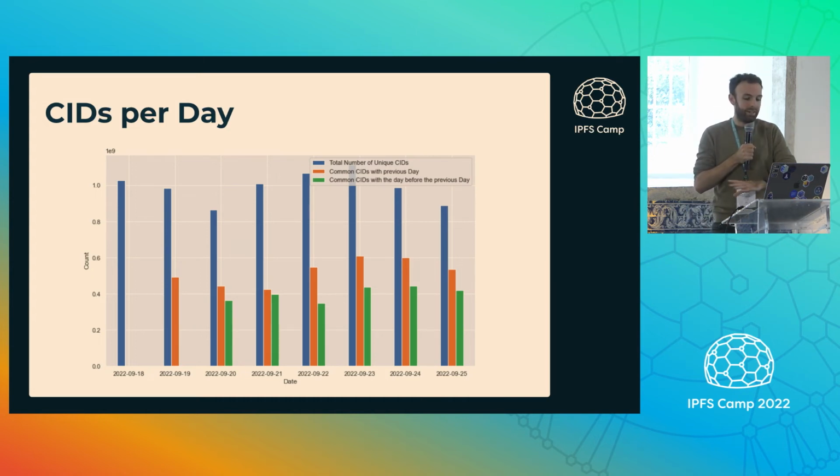And then the green graph here is again the intersection with the second previous day, which is slightly less than the orange bars, but not as pronounced as the previous drop. And this is the CID churn that you can see there, that we also wanted to know.